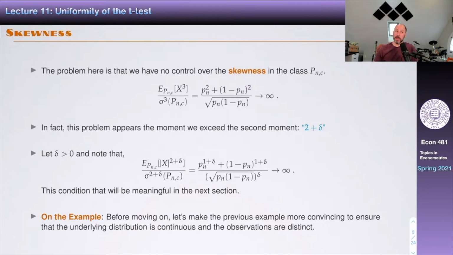So as we said intuitively last time when we talked about tails, what happens is that the distribution puts a lot of mass close to 0, and just some tiny mass at a point that is far away. And that affects the skewness. In fact, as I wrote here, the problem appears the moment we exceed the second moment. So if you look at a little bit more than 2 moments, and I'm going to call it 2 plus delta, the same phenomenon happens. So just take the expected value of the absolute value of X to the 2 plus delta divided by sigma to the 2 plus delta.